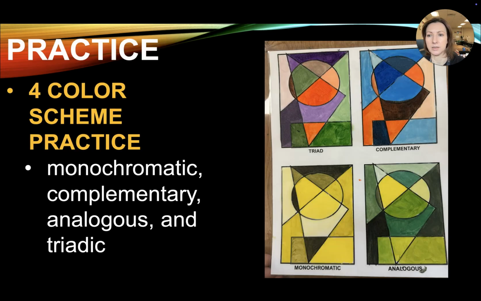All right, so for your practice, I want you to create a four-color scheme composition. So I have a little handout for you, and you're going to do a monochromatic, a complementary, analogous, and triadic color scheme. Colors of your choice as long as they're following that correct color scheme pattern. And you can also use black and white in there, or gray, to create tints, tones, and shades of those colors.